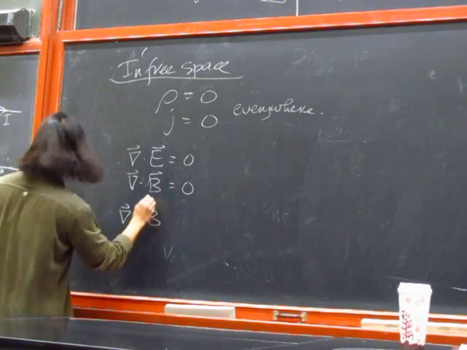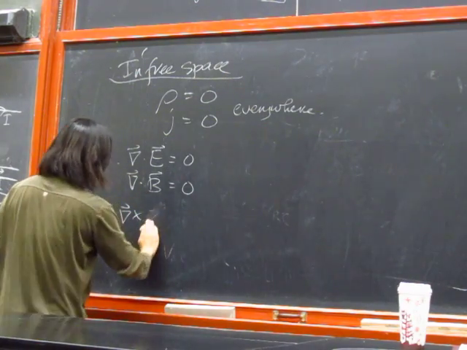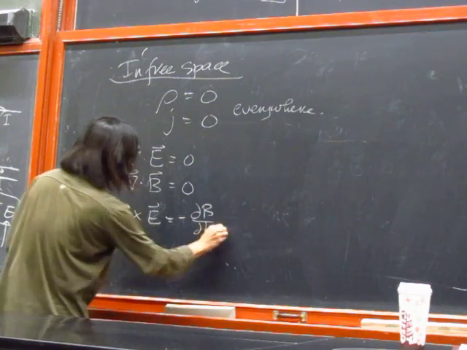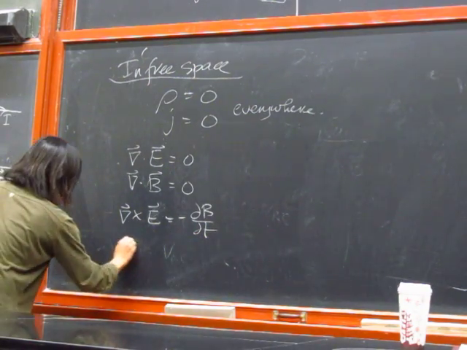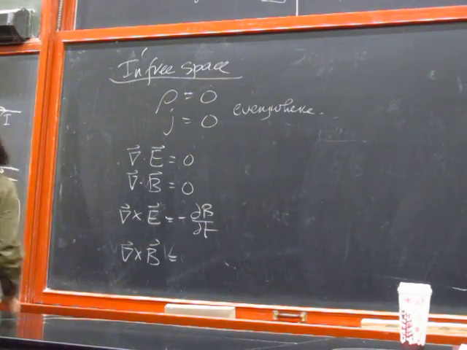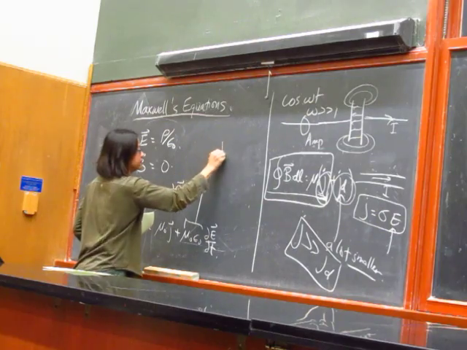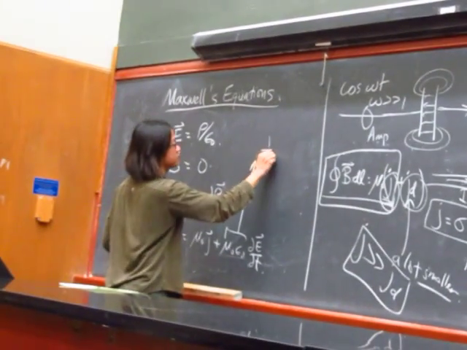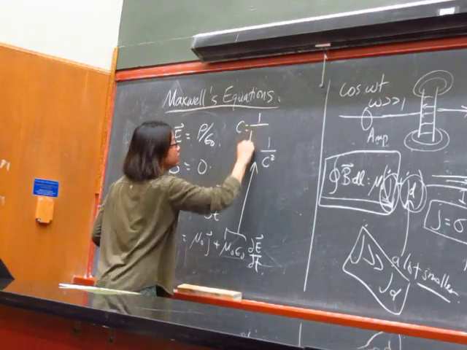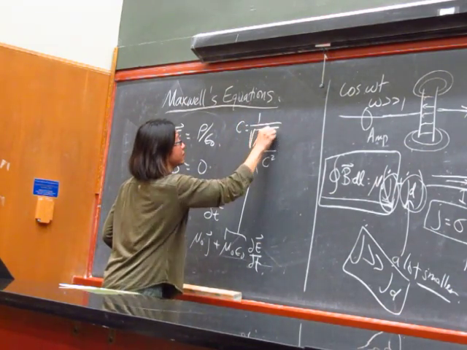Curl of E is equal to minus dB/dt, no modification there. But curl of B is just equal to, by the way, if you recall from chapter 5, this is actually equal to 1 over c squared dE/dt, where c is equal to 1 over the square root of mu naught epsilon naught.